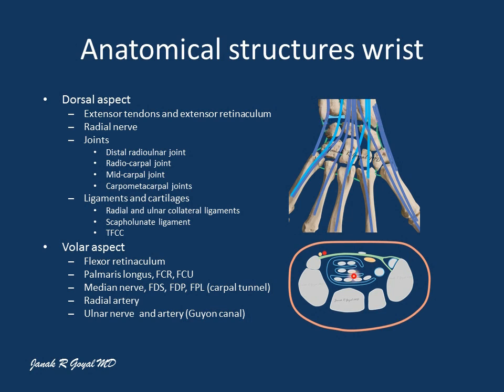The structures on the volar aspect are carpal tunnel, the Guyon's tunnel, the flexor retinaculum, the palmaris longus tendon, the flexor carpi radialis tendon in its own tunnel in the flexor retinaculum, and the flexor carpi ulnaris tendon attached to the pisiform bone.